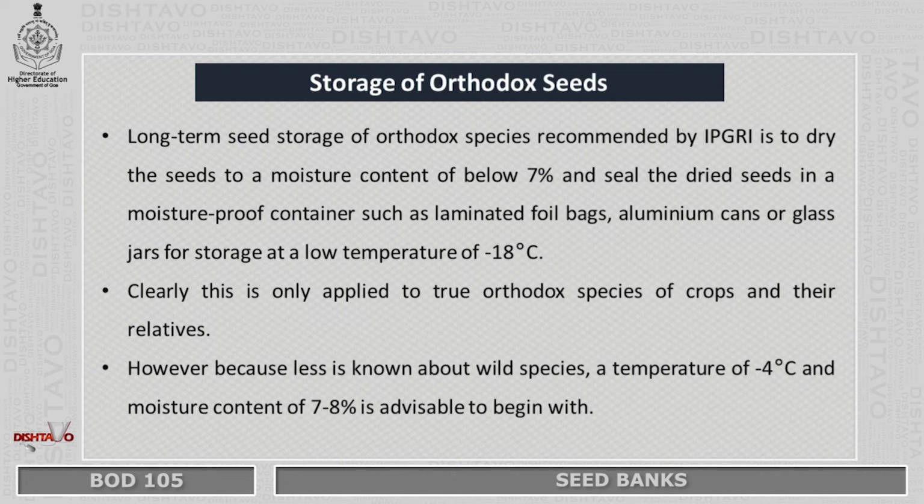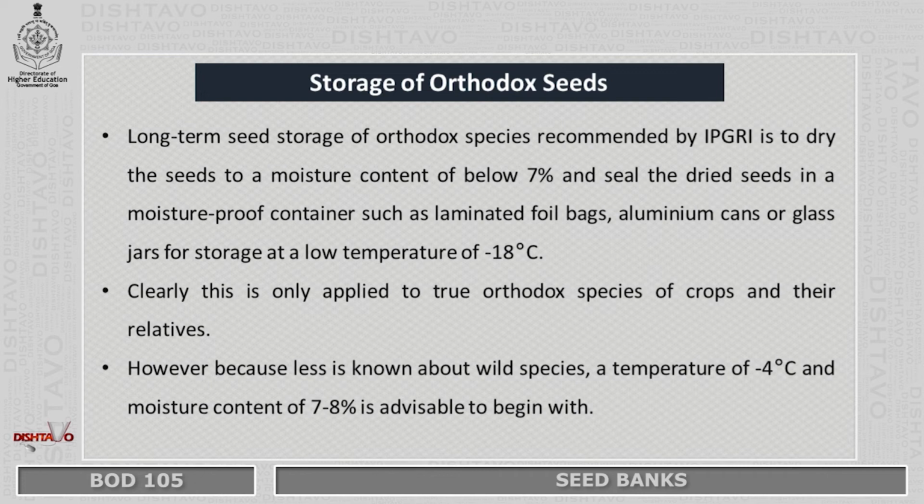Whereas storage of orthodox seeds is possible with the aid of seed banks. Long-term seed storage of orthodox species, as recommended by IPGRI, is to dry the seeds to a moisture content of below 7% and seal the dry seeds in a moisture-proof container such as laminated foil bags, aluminum cans, or glass jars for storage at a low temperature of minus 18 degrees Celsius. Clearly, this only applies to true orthodox species of plants and their relatives.